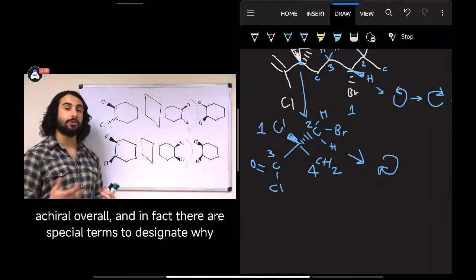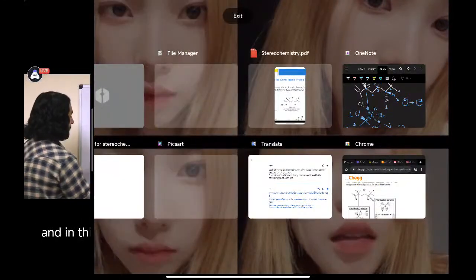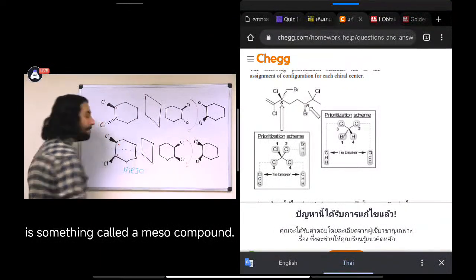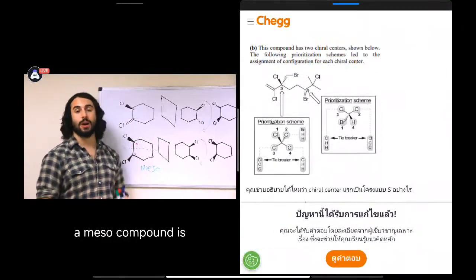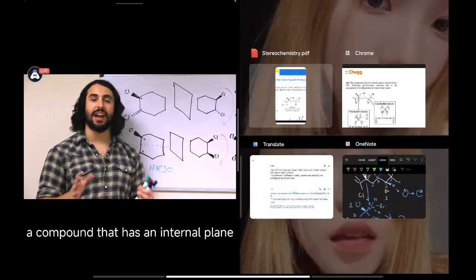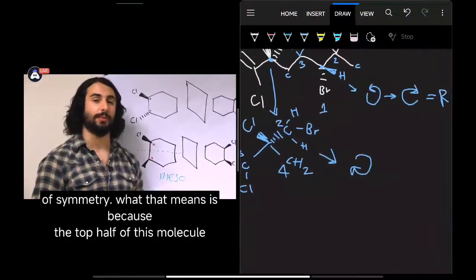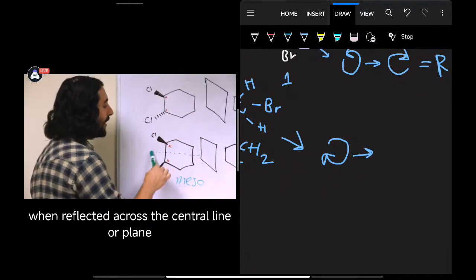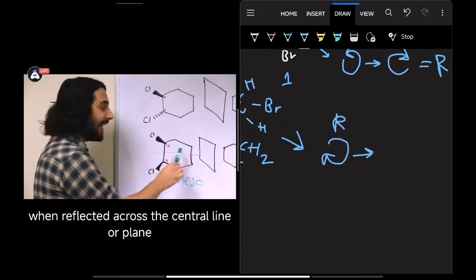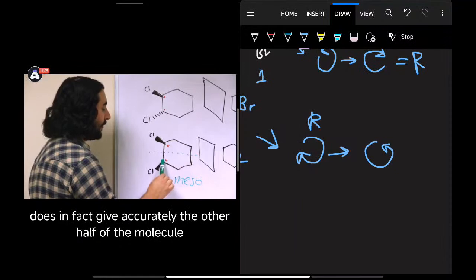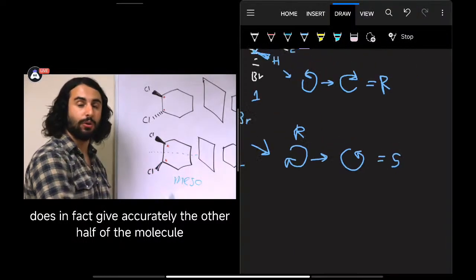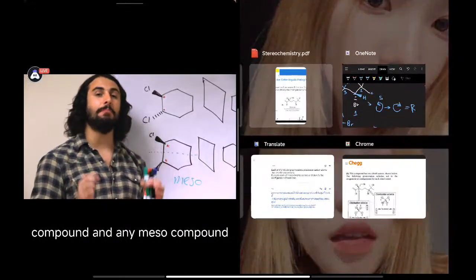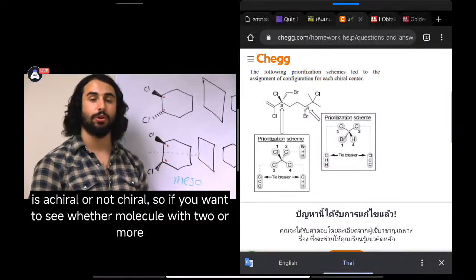And in fact, there are special terms to designate why, and in this case, it is because this is something called a mesocompound. A mesocompound is a compound that has an internal plane of symmetry. What that means is because the top half of this molecule, when reflected across this central line or plane, does in fact give accurately the other half of the molecule, that means that this is a plane of symmetry. Therefore, it is a mesocompound, and any mesocompound is achiral or not chiral.